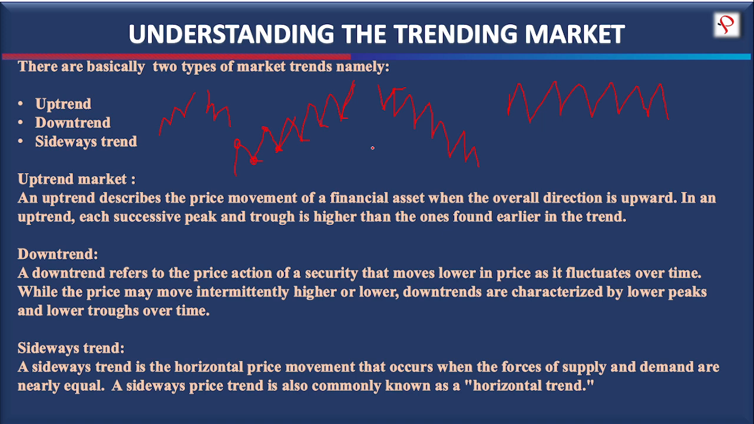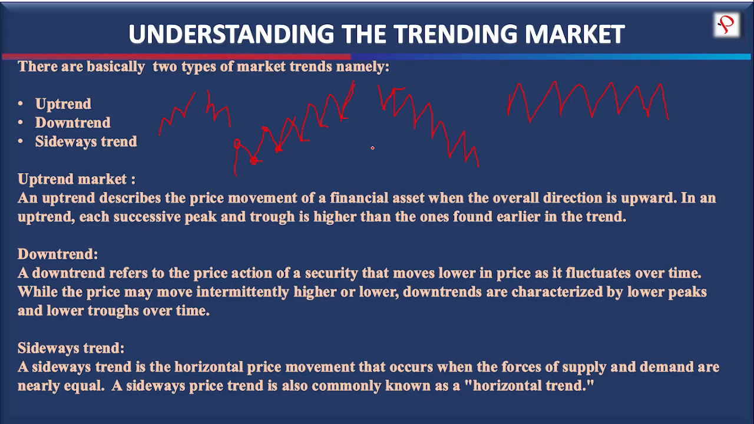When people are talking about finance, about international markets, or making comments about the global economy, you will be able to understand what they are talking about just by using market structure. All right, so let's talk about the downtrend market. A downtrend refers to the price action of a security that moves lower in price as it fluctuates over time. Then we'll talk about the sideways market.